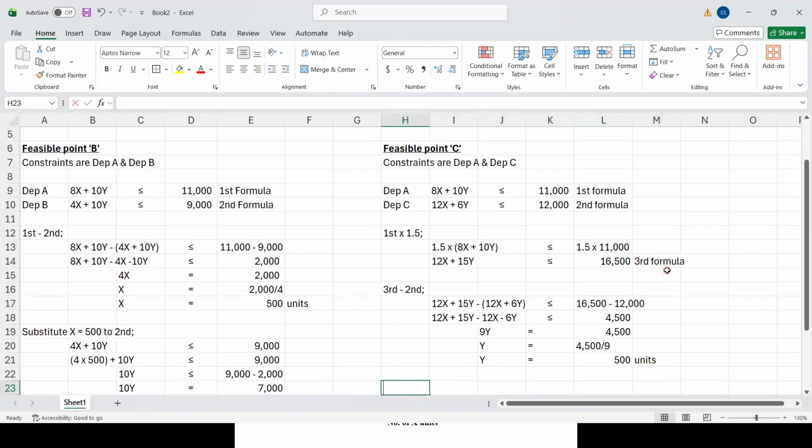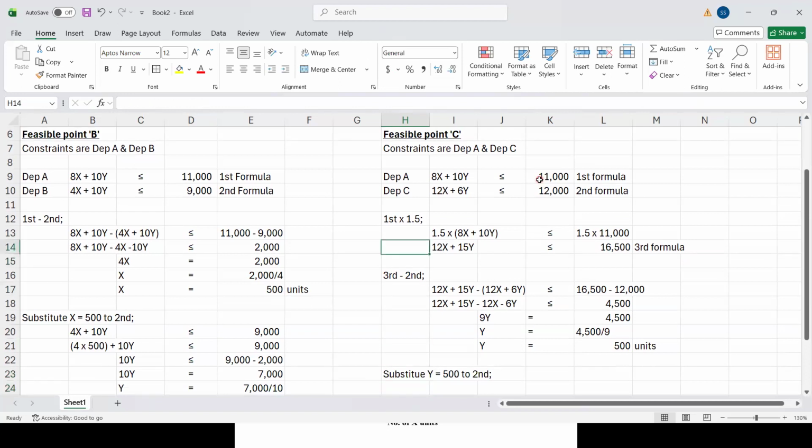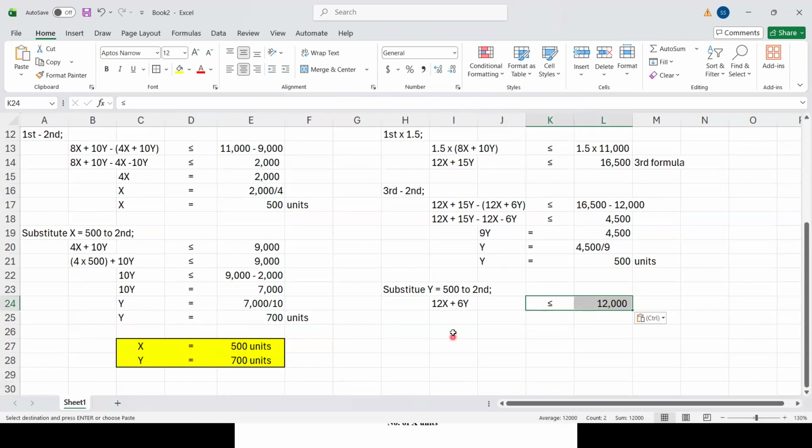So substitute y equal 500 to what? Shall we do it for the second formula? Substitute for the second formula. So if you write the second formula, it will be 12x plus 6y equal or less than how much? Equal or less than 12,000.